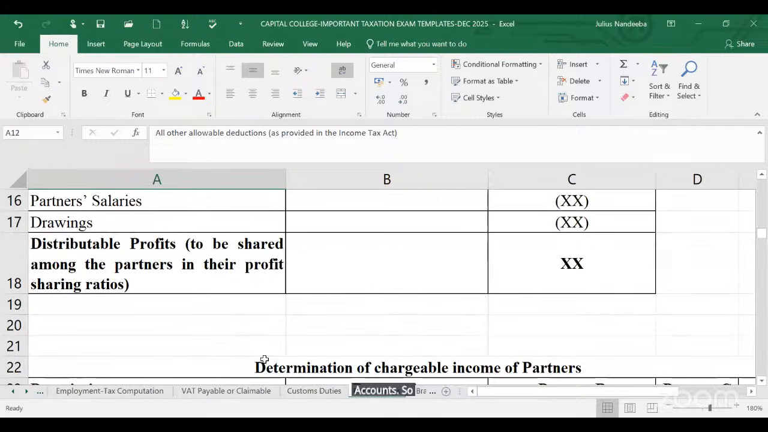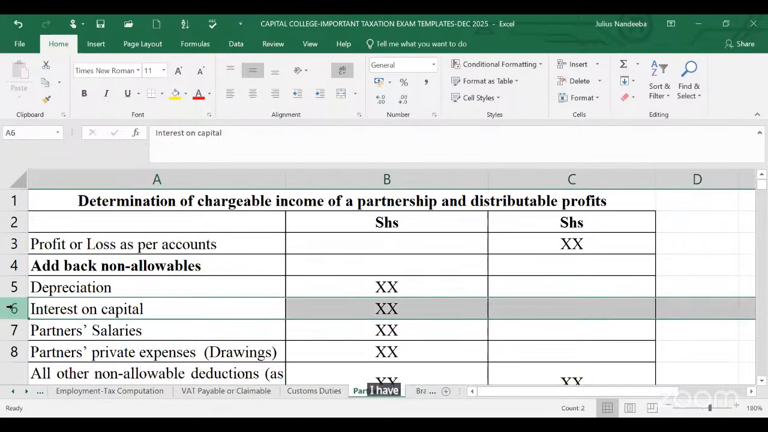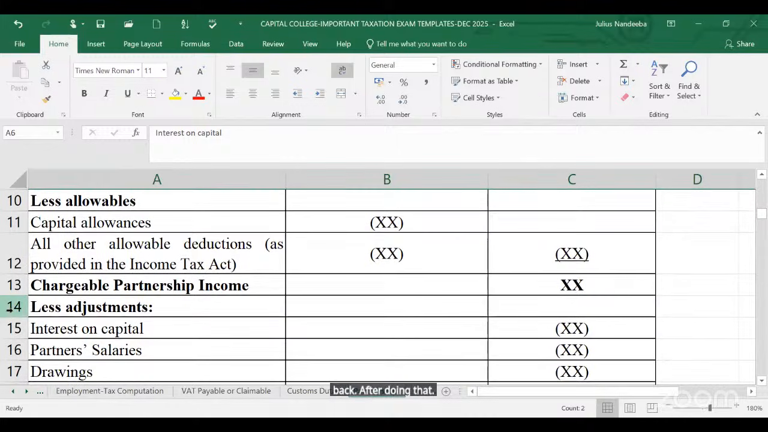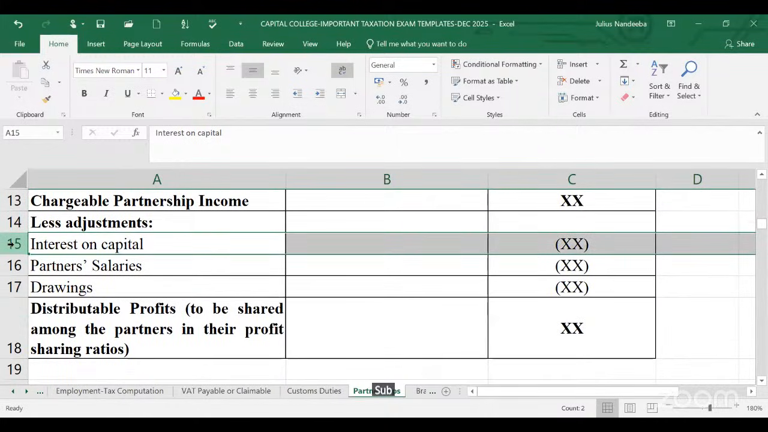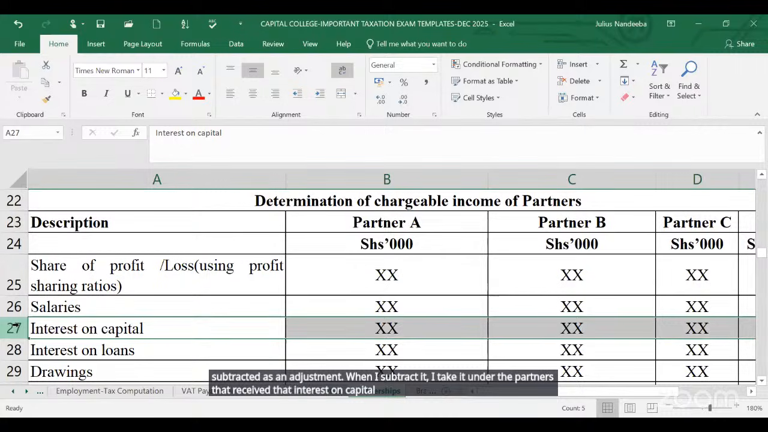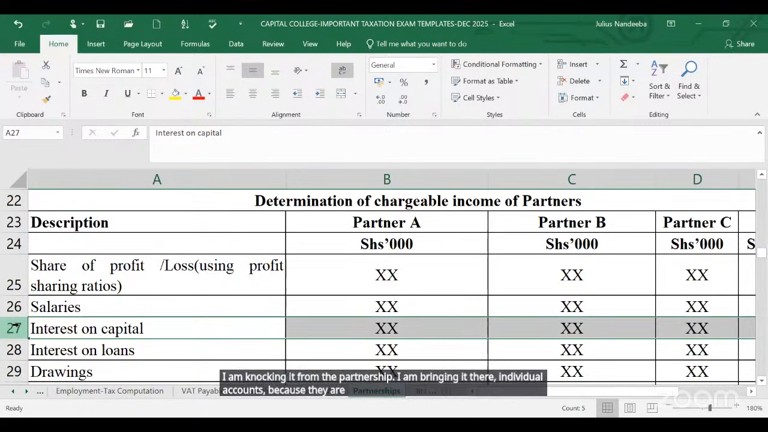So whatever, for example, let me show you one item. I have interest on capital. This was interest that was received by the partners, and it was a cost on the partnership. Because it relates to the partner, I am adding it back. After doing that, that interest on capital is going to be subtracted as an adjustment. When I subtract it, I take it under the partners that received that interest on capital, because for them, they are receiving it as income. I am knocking it from the partnership. I am bringing it to their individual accounts, because they are the guys I want to tax.